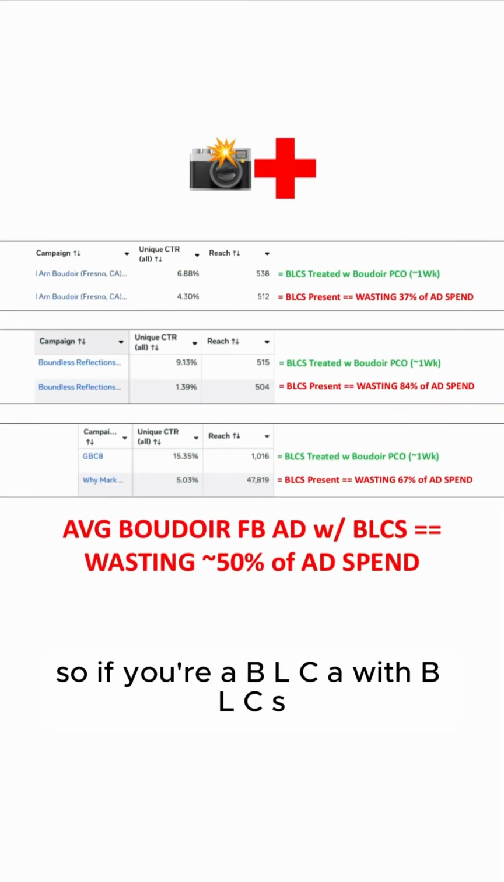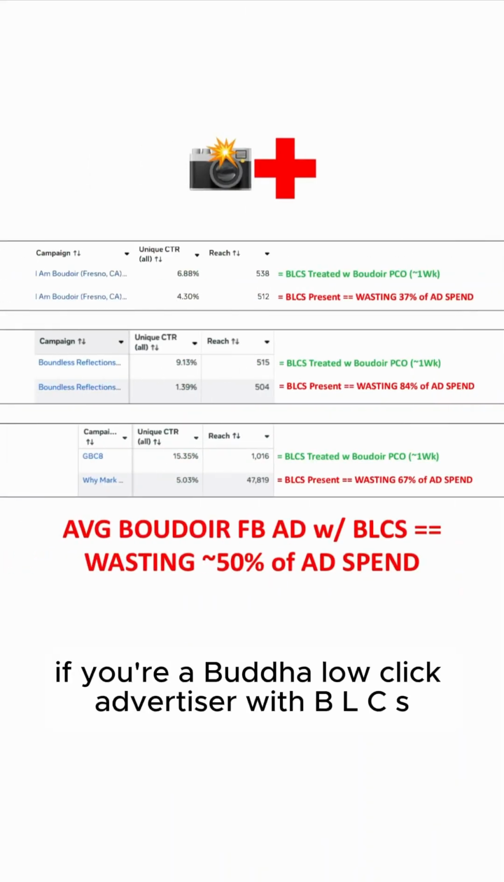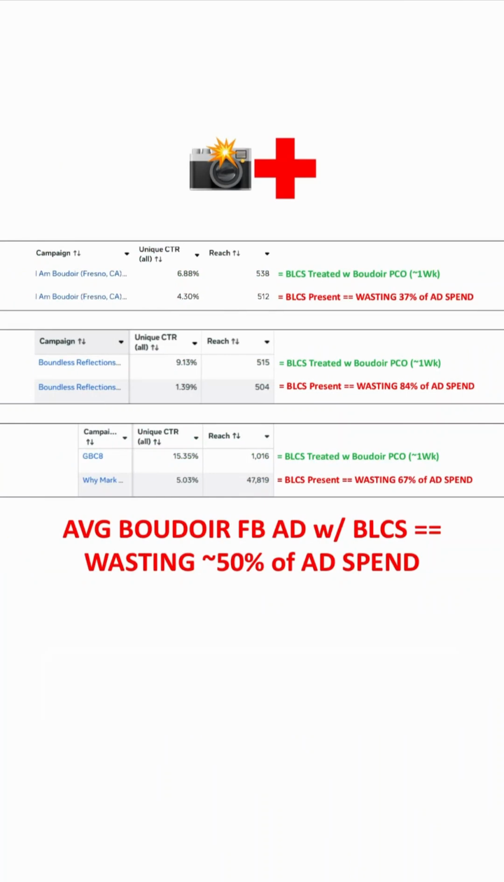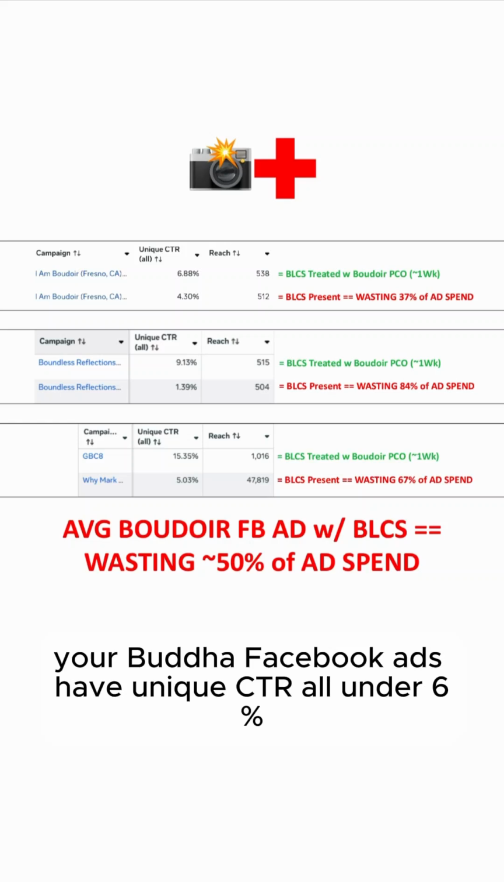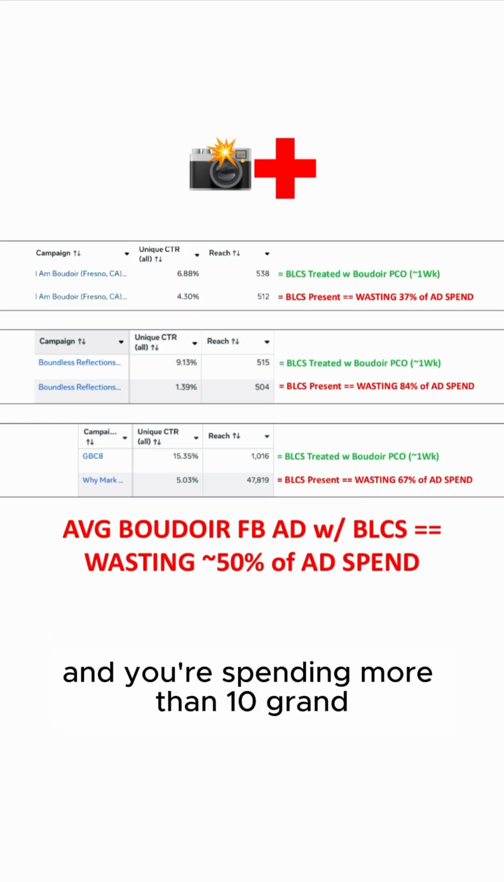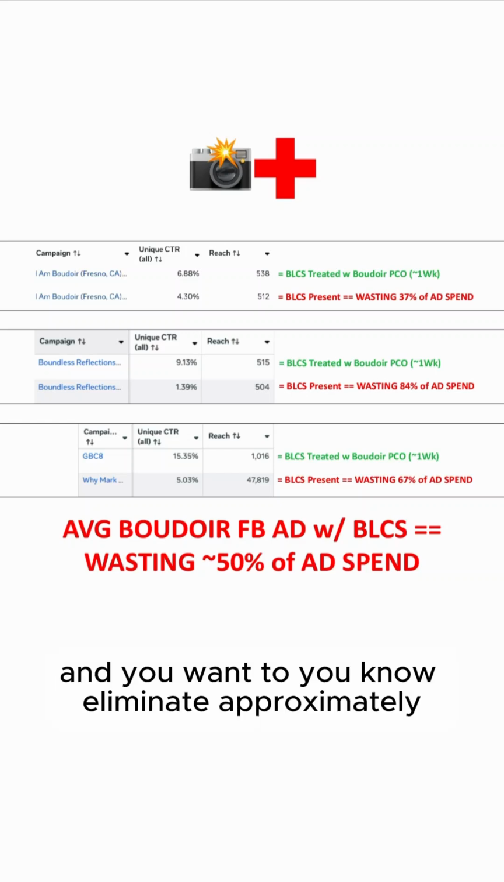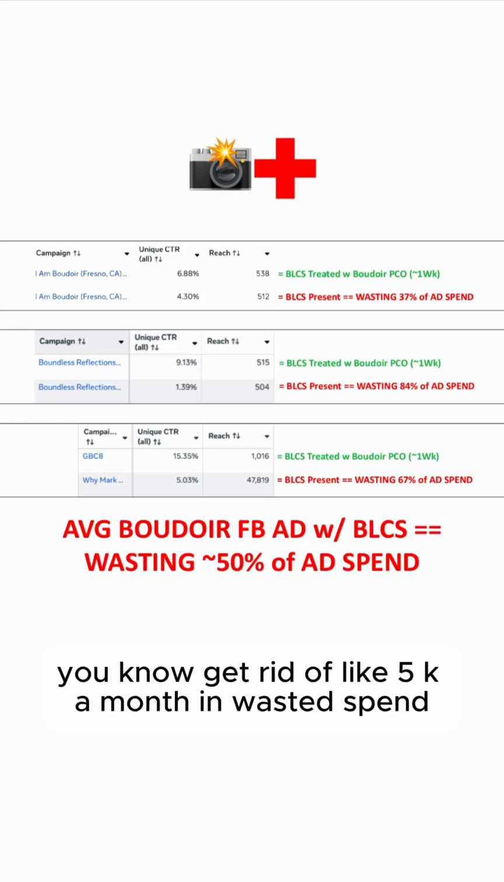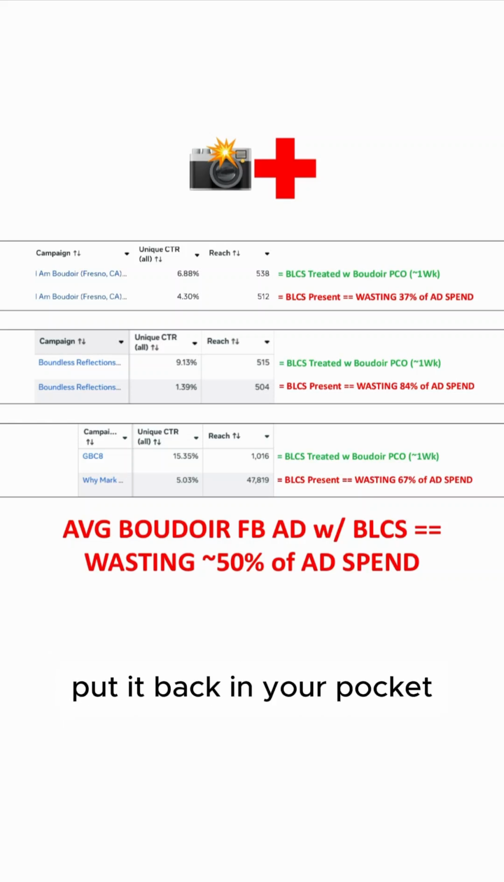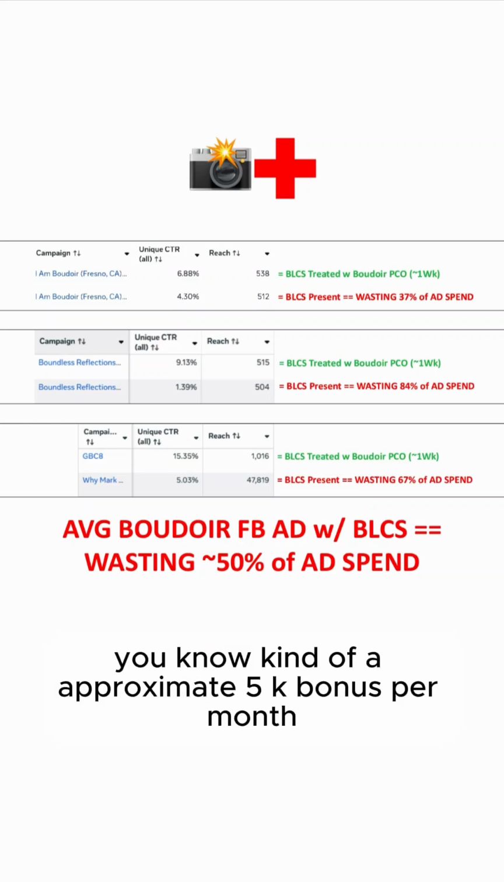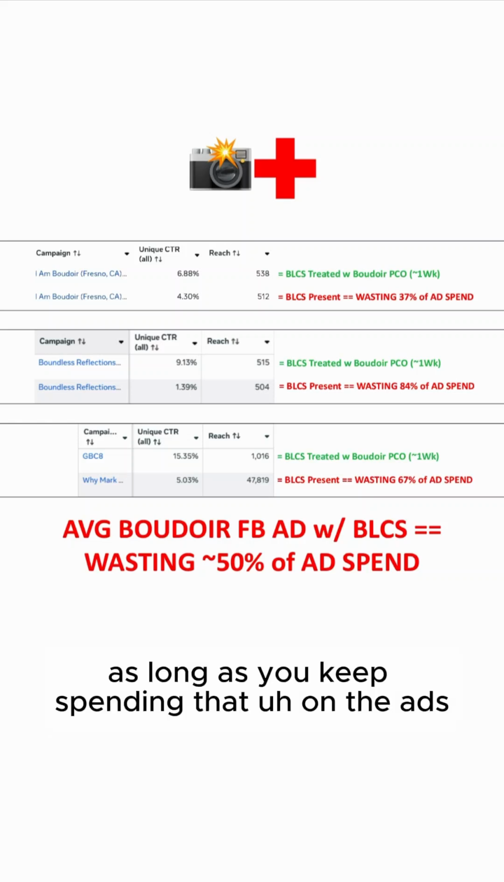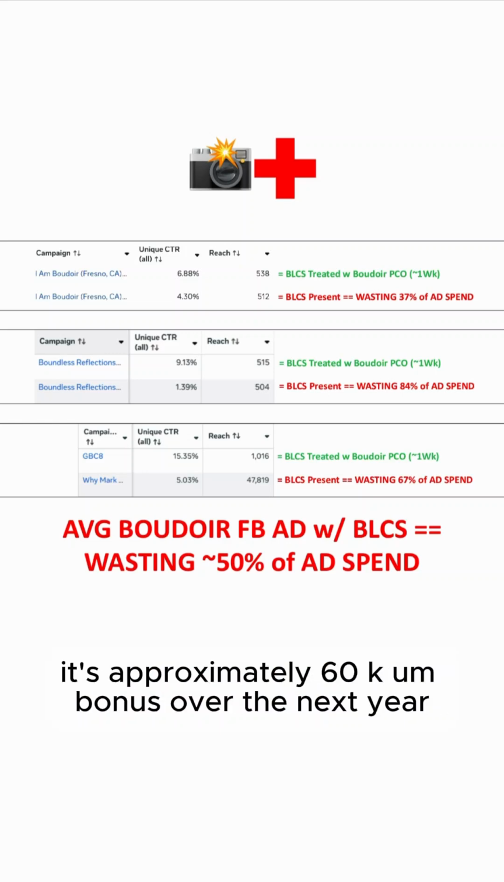So, all right, if you're a BLCA with BLCS, if you're a Boudoir low click advertiser with BLCS, your Boudoir Facebook ads have a unique CTR under 6%, and you're spending more than 10 grand a month on Boudoir Facebook ads, and you want to eliminate approximately 5K a month in wasted spend and put it back in your pocket, that'd be an approximate 5K bonus per month, as long as you keep spending that on the ads. So approximately 60K bonus over the next year.